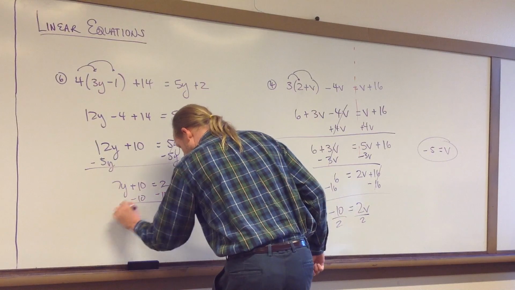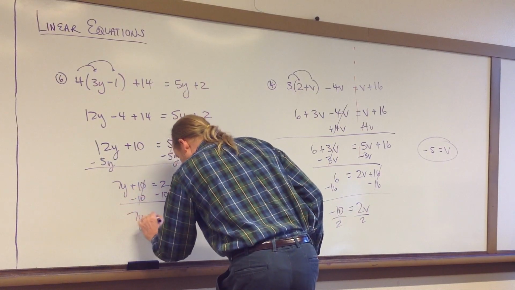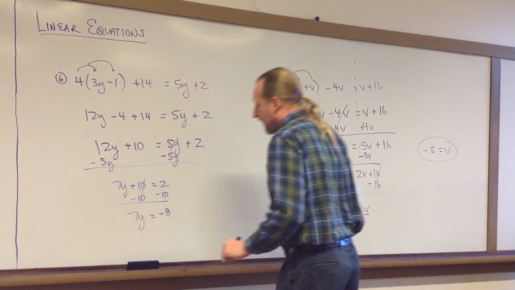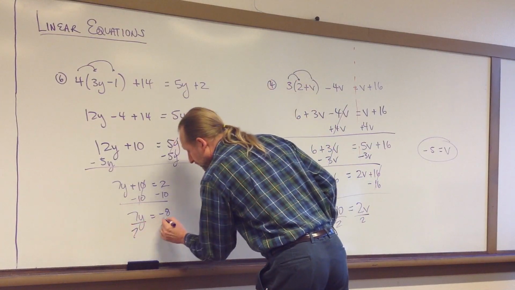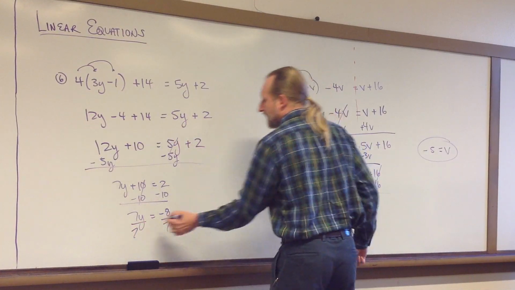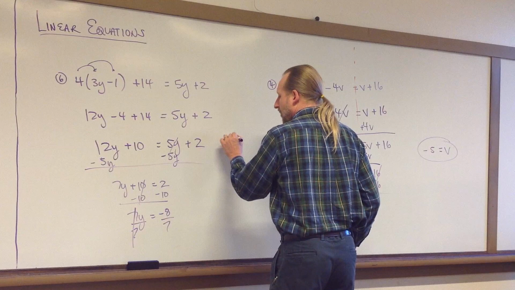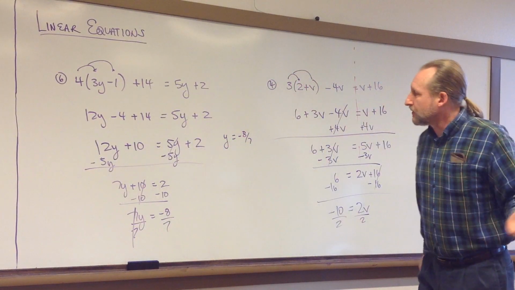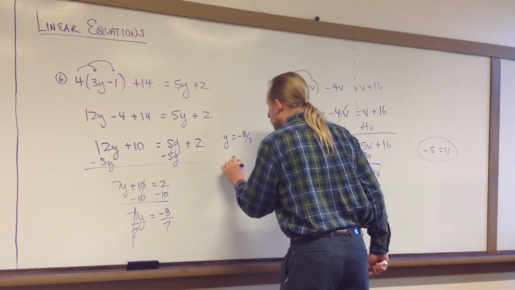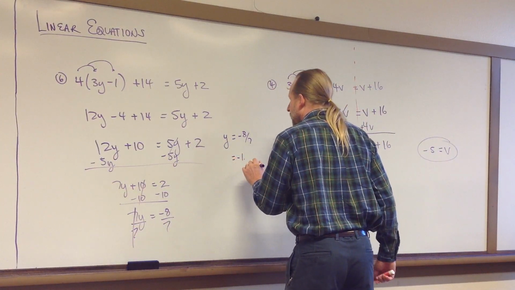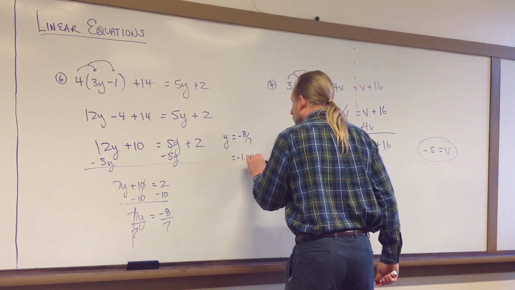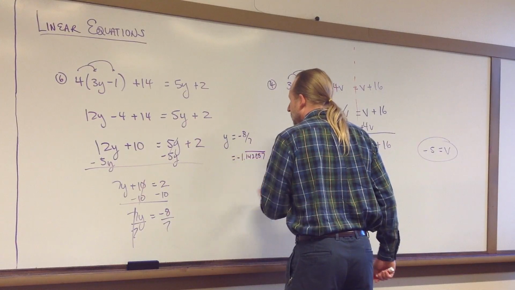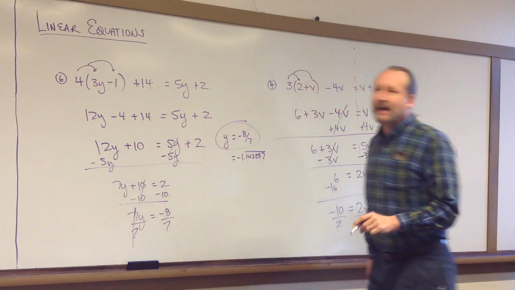Subtract the 10 on both sides. 7y is negative 8. Divide on both sides by 7. These cancel out. y is negative 8 over 7. If you want to turn this into a decimal, that's fine. The sevenths are not really good for a decimal. It's a repeating decimal.